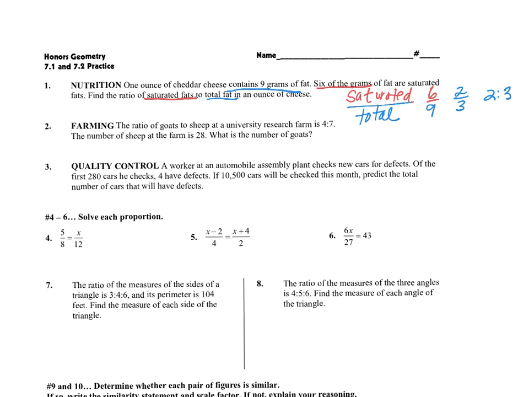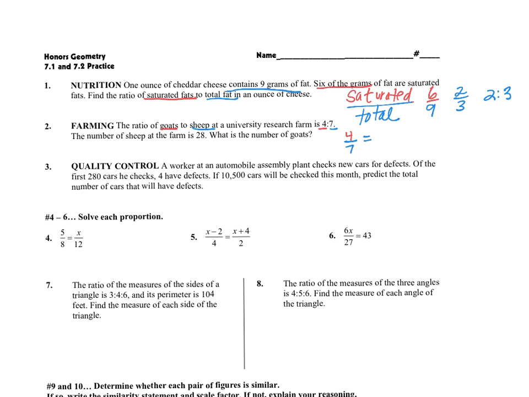Number 2, the ratio of goats to sheep at a university research farm is 4 to 7. The number of sheep at the farm is 28. What is the number of goats? So if we say that the ratio is goats to sheep, then we'll be able to say that that is 4 to 7.